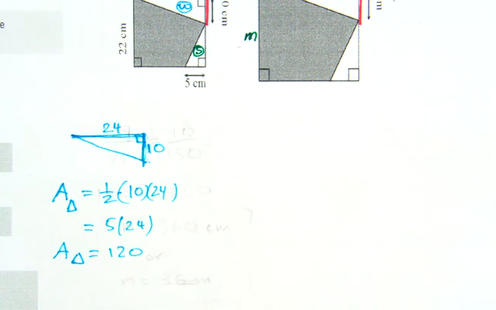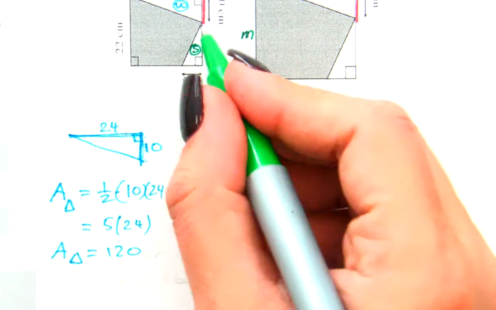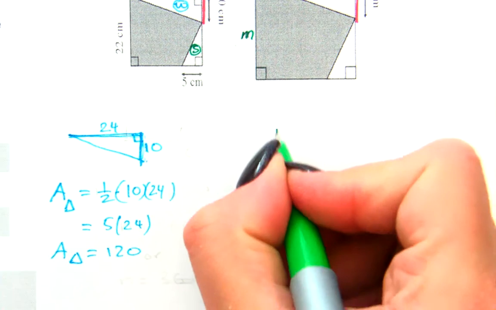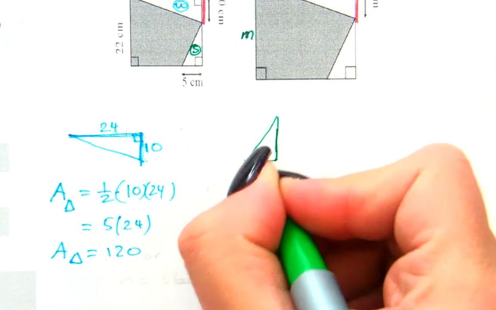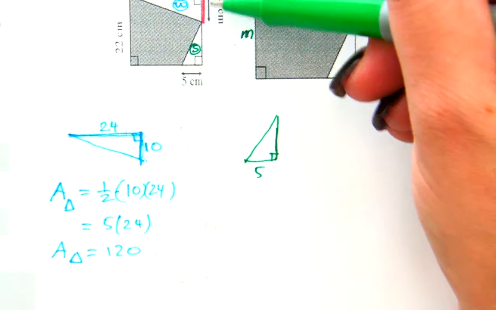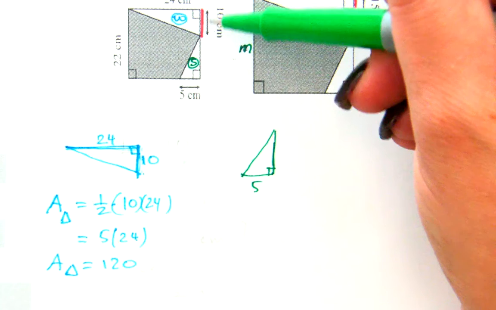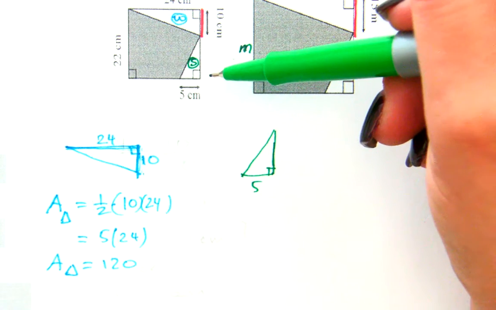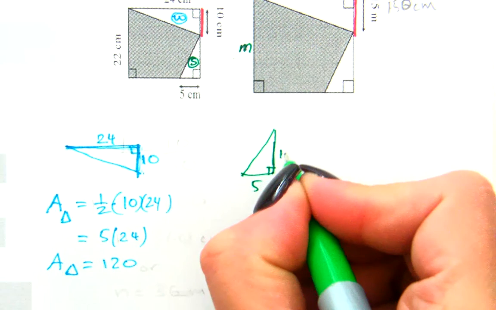Okay, done. Area of the green one. The green one is very nicely laid out for us. It has a base of 5 centimeters. And if this part is 10 up here, well, the whole thing's 22. So if you subtract 10 from 22, you should be left over with 12.